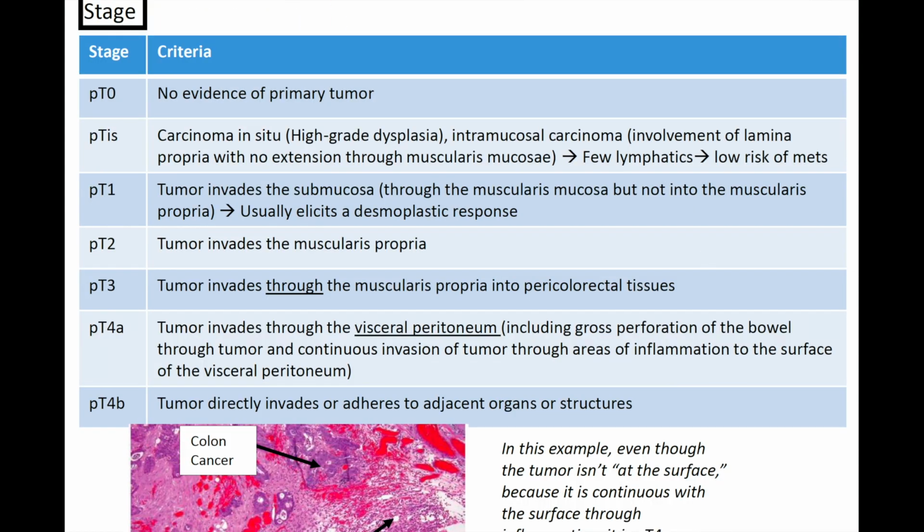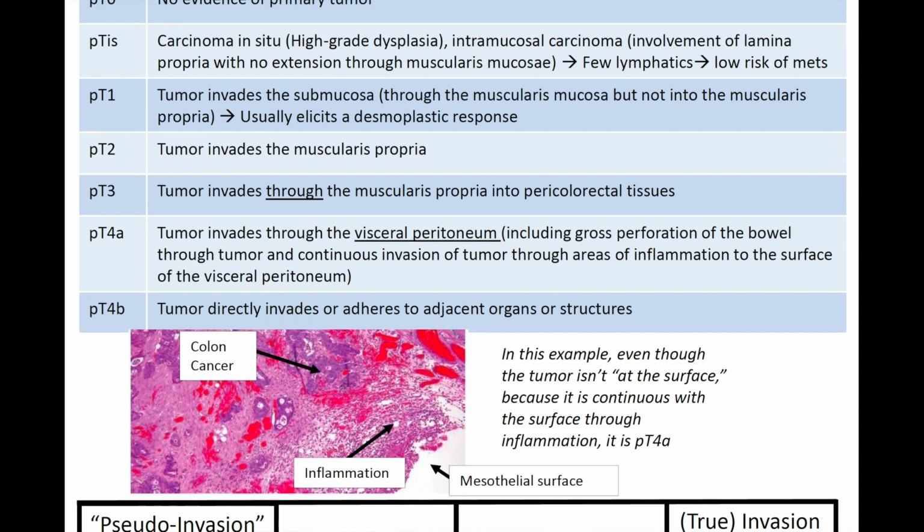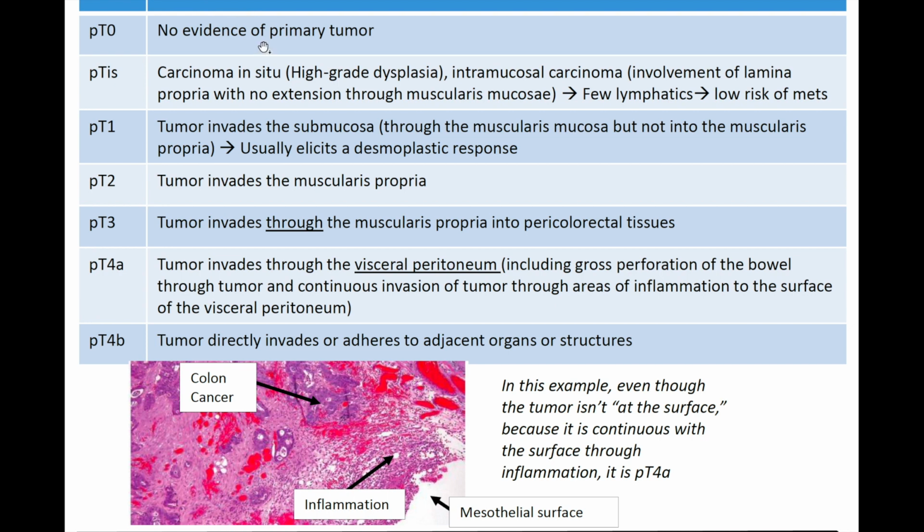So let's talk a little bit about staging for colon cancer. So stage pT0 means there's no evidence of primary tumor. pTis means that there is carcinoma in situ or high-grade dysplasia. Intramucosal carcinoma, which is involvement of the lamina propria with no extension through the muscularis mucosa. Few lymphatics and low risk of mets. A pT1 is a tumor invading the submucosa through the muscularis mucosa, but not into the muscularis propria, and this is usually going to elicit a desmoplastic response.